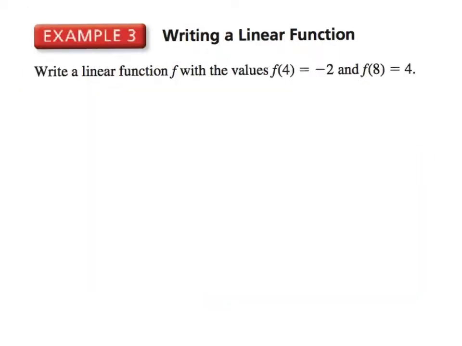Try this one on your own. Example 3. Write a linear function with the values f of 4 equals negative 2 and f of 8 equals 4. Pause the video and try to do that. Alright, if you did it correctly, we'd have the points (4, negative 2) and (8, 4).